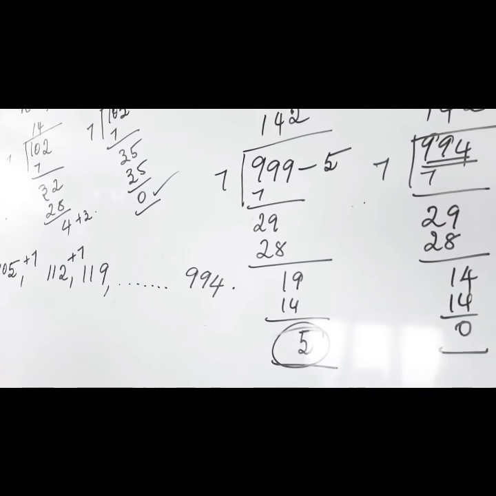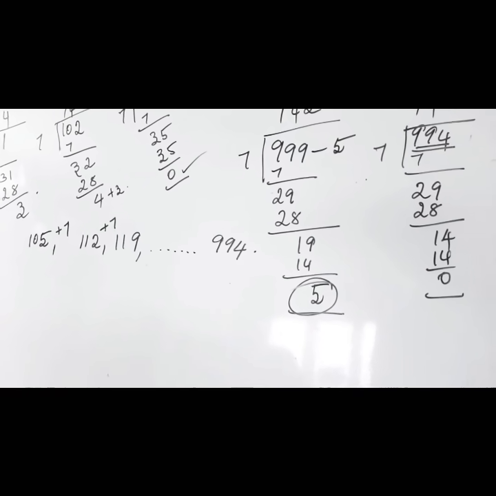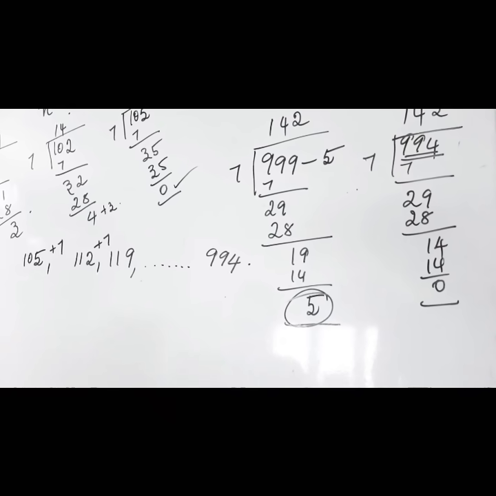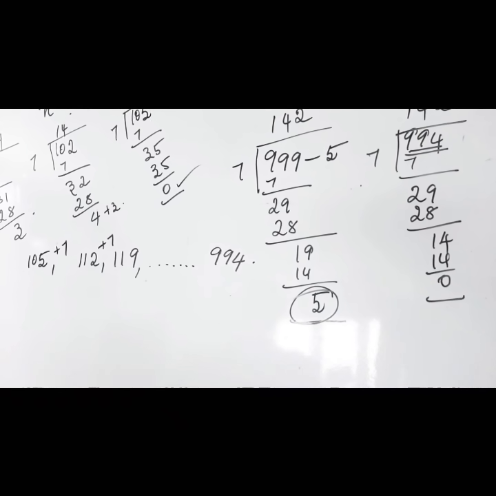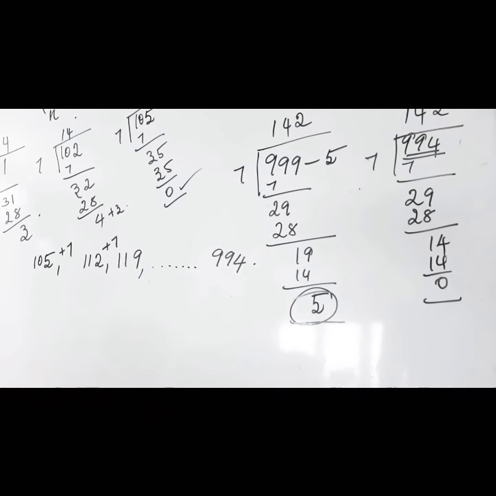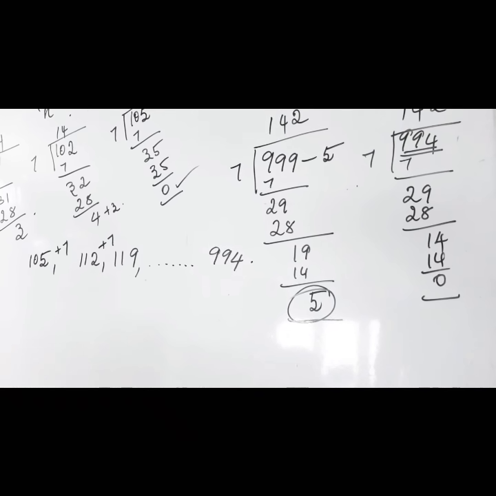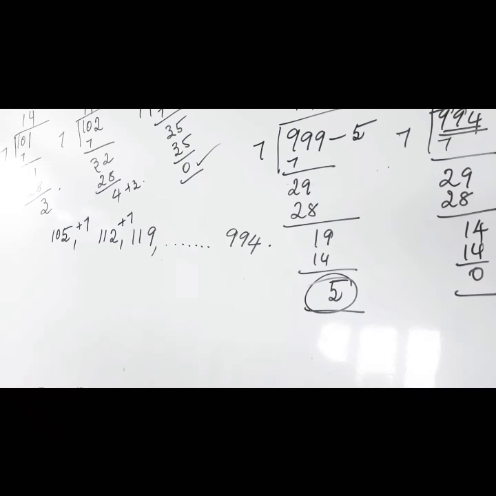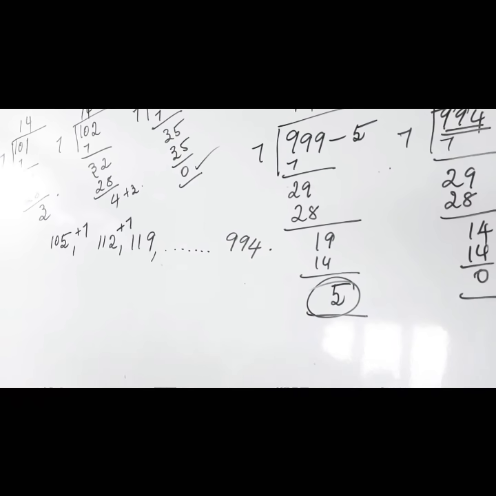They did not give the AP. They gave only one condition, that the AP is multiples of 7 with 3 digits. So the AP should start with a 3-digit number and it should end with a 3-digit number. We framed this AP with that condition. The 3-digit numbers start with 100. We divided 100 by 7 and found out whether it is a multiple of 7 or not.